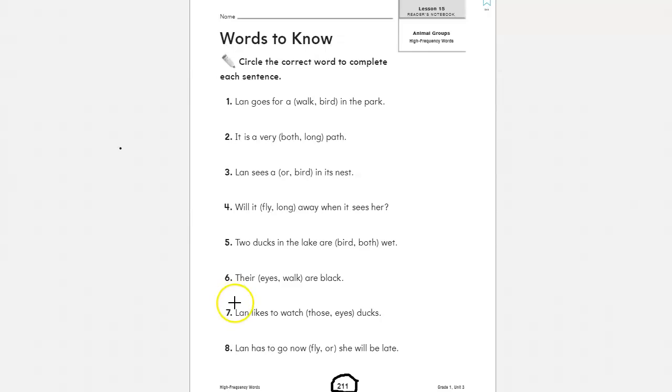Number 6 says, their blank are black. The two words are eyes, walk. Would we say their eyes are black? Or their walk are black? Circle the word that best completes the sentence on number 6.